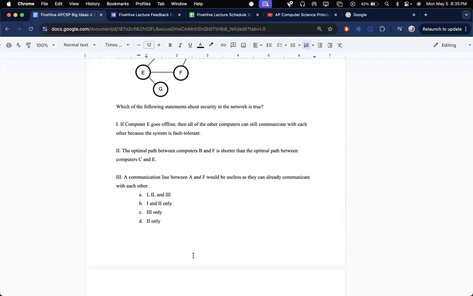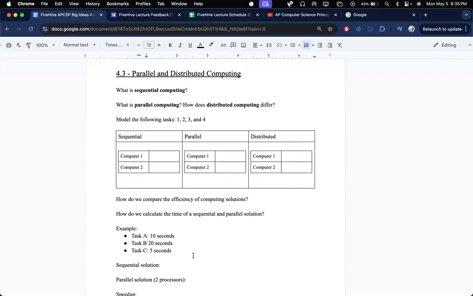Okay, in that case, let's do 4.3. So parallel and distributed computing. What is sequential computing? Anybody have any ideas? And particularly, what's sequential versus parallel? If you hate this, don't worry, we'll make it super easy right now.